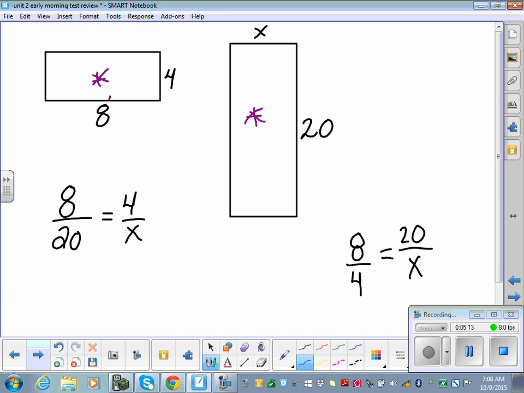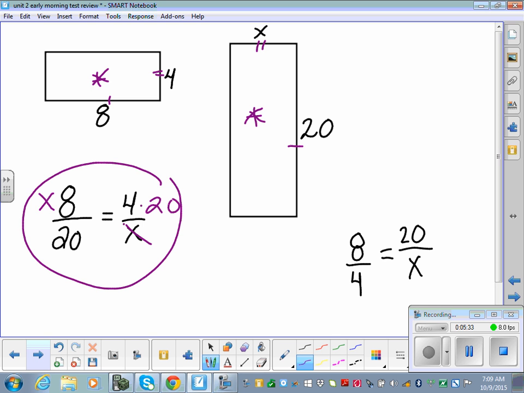8 corresponds to what? 20. And then 4 corresponds to x. So we would have said 8 over 20 is equal to 4 over x, like this, right? Now if we were going to solve for x, we would cross multiply both sides by x, right? But it divides out down here. Multiply both sides by 20, but it divides out down here.